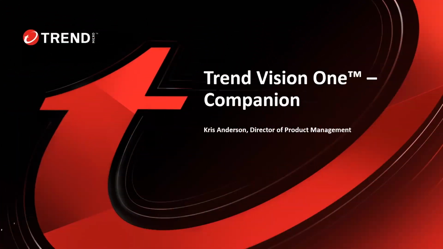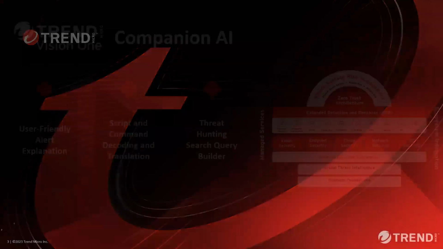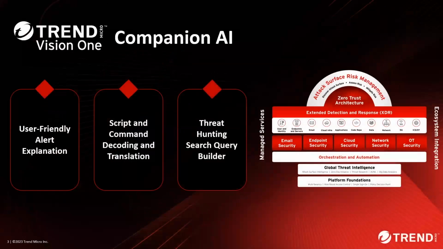I'm a director of product management here at Trend Micro, and happy to share with you the Trend Vision One companion. As we're just starting out with the companion, there are some key focal points in this preview that we have out today, and so I'm going to show you three key features that are available in the first release, which is the user-friendly alert explanation, the script and command decoding and translation, as well as the ability to use the AI to help sculpt queries for threat hunting. And so I'll show how you can do that today.